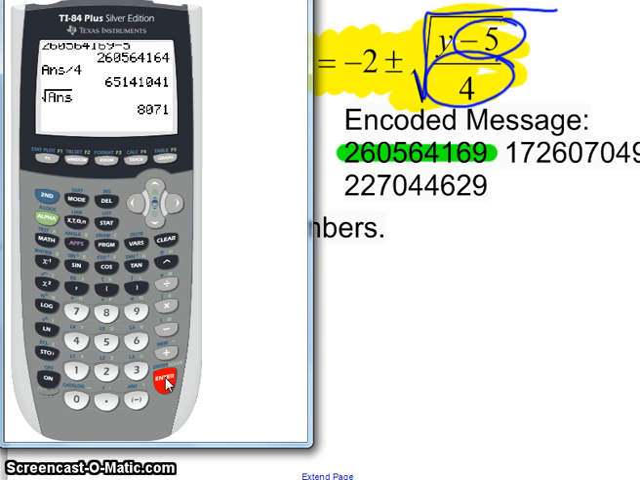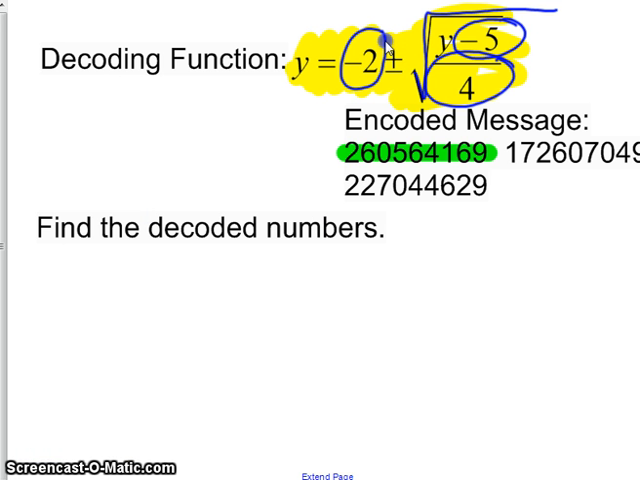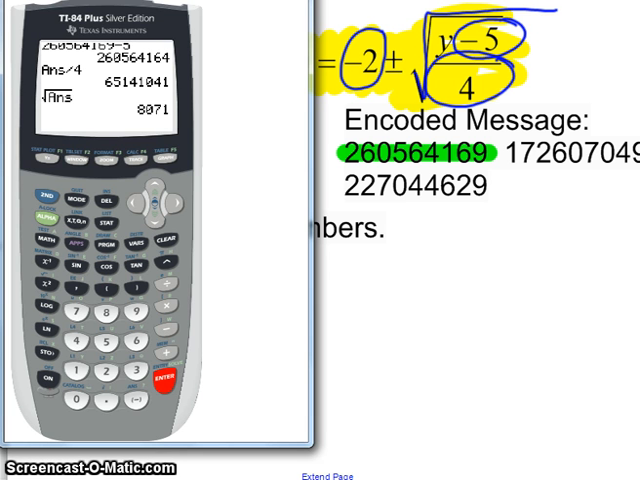Okay. And then after I have that number, I want to add a negative 2 to that. I'm going to add a negative 2, which, by the way, is the same thing as subtracting 2. So that's 8,069.